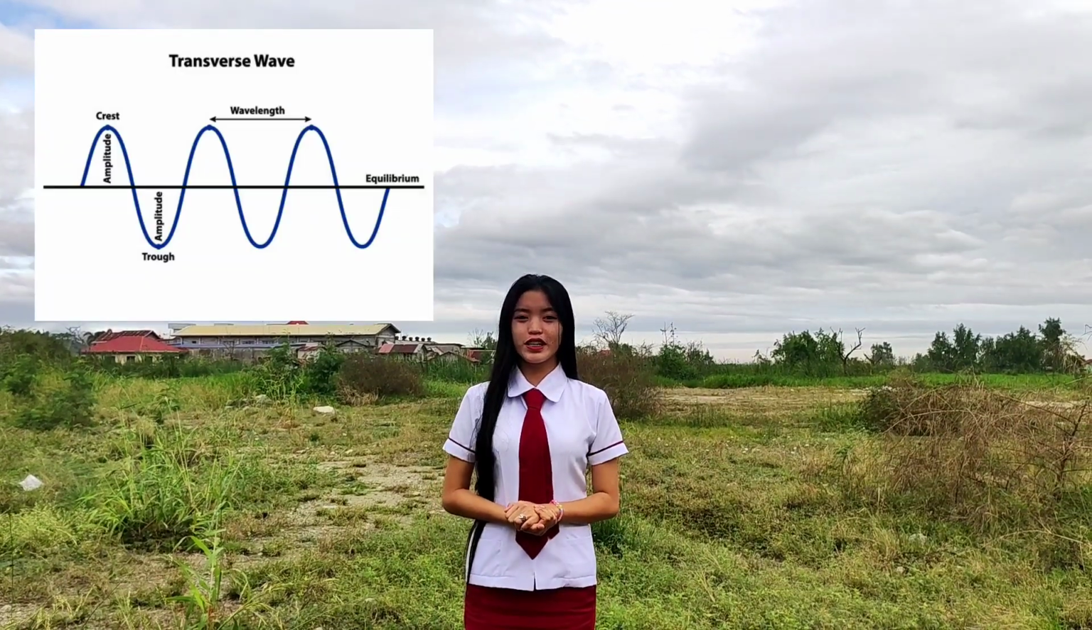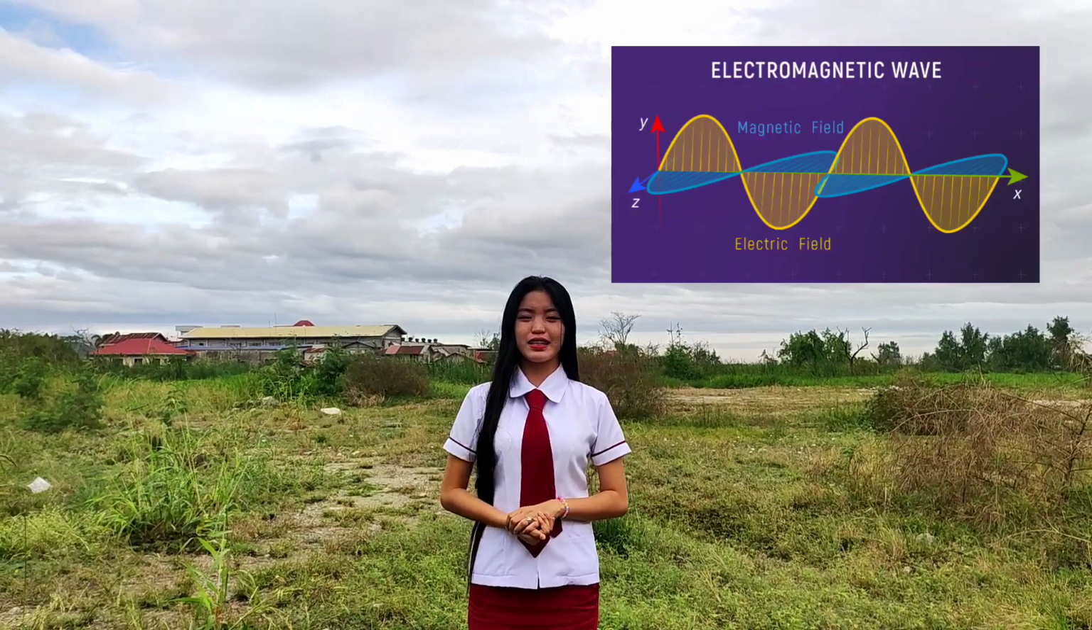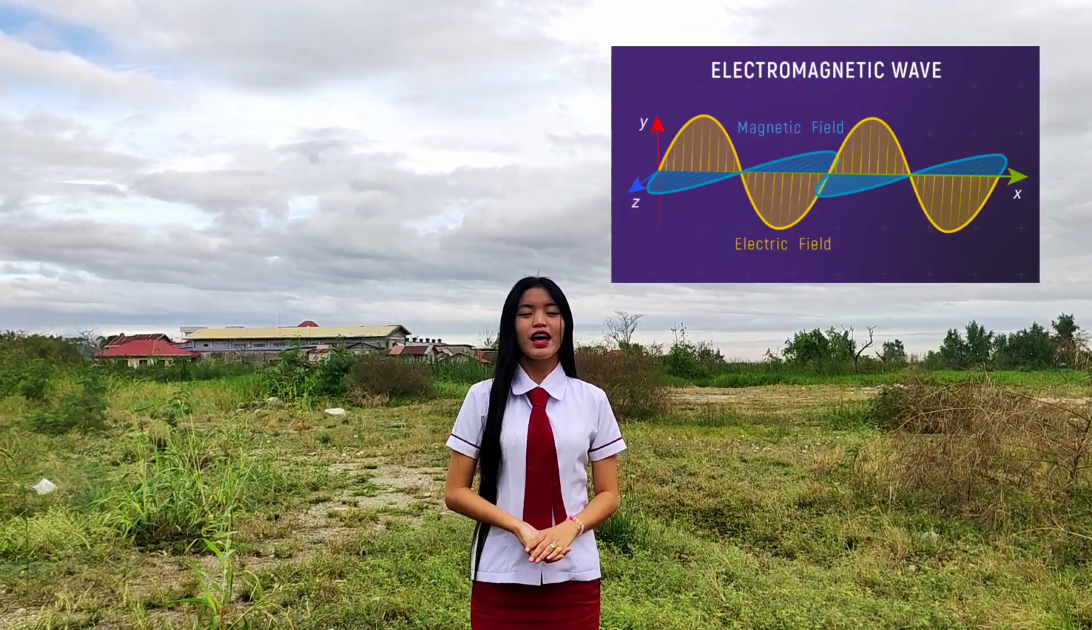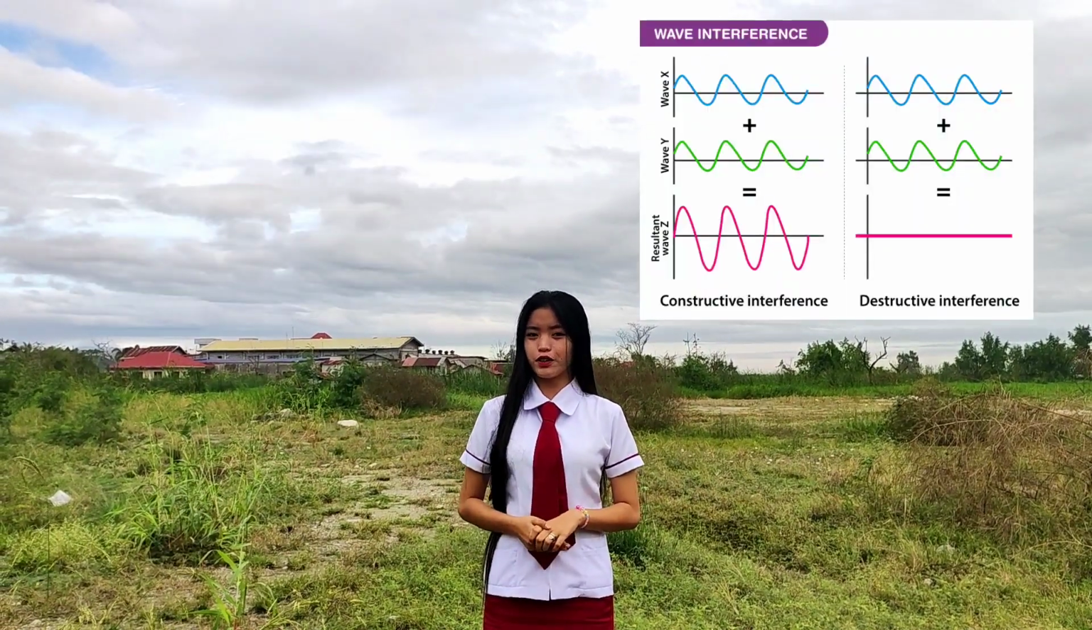Light is a transverse electromagnetic wave that can be seen by the human eye. The wave nature of light was first illustrated through experiments on diffraction and interference. Like the other waves, light can travel through a vacuum.